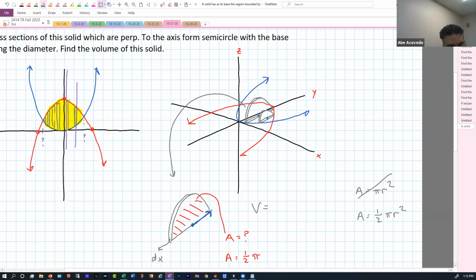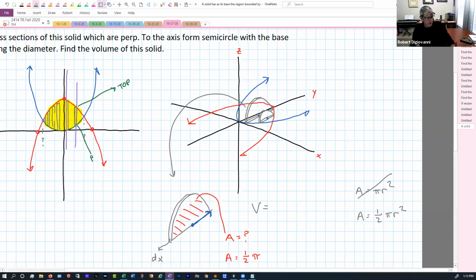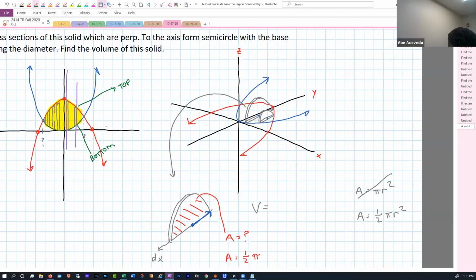So let me draw it over here in green. If I take that one as being the top, and this one as being the bottom, then top minus bottom gives me the total length of that rectangle, right? Now, I don't want the total length, I want what? Half of it, right? I want half of it.